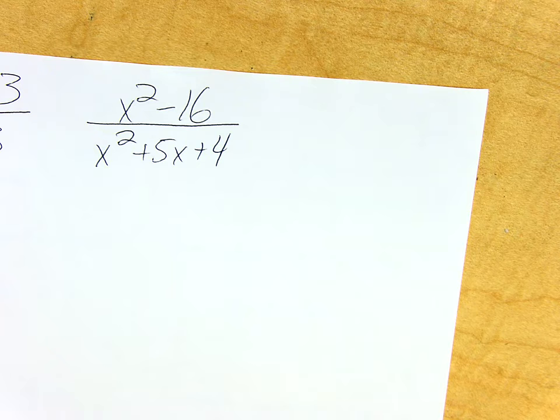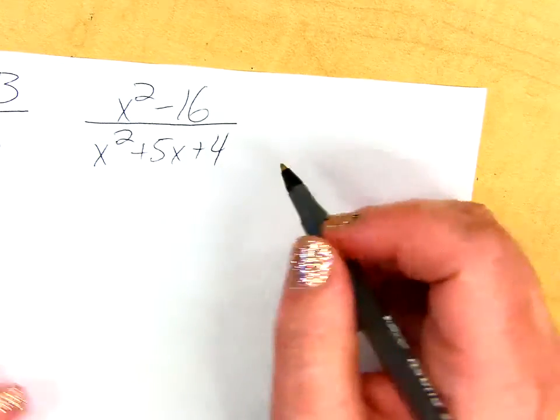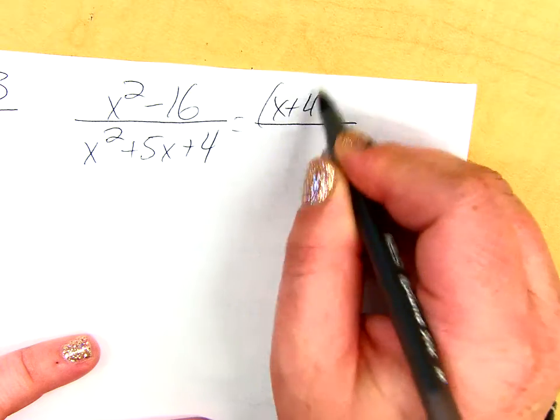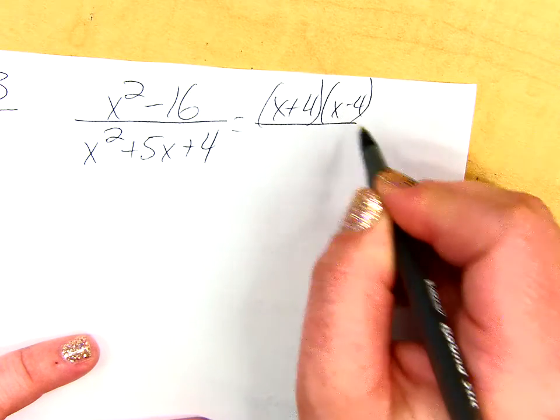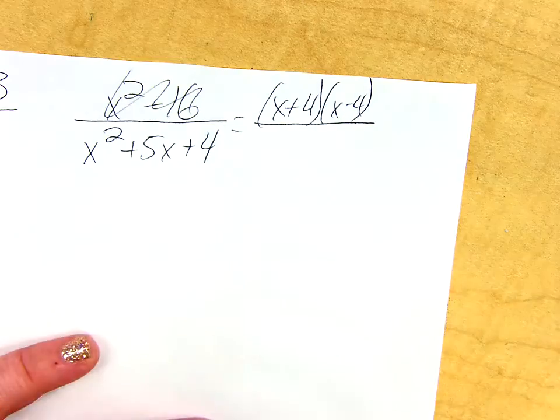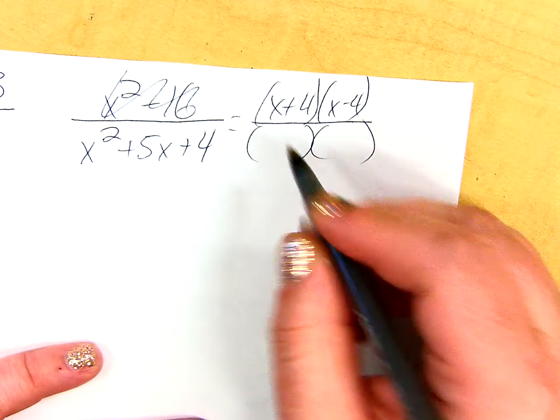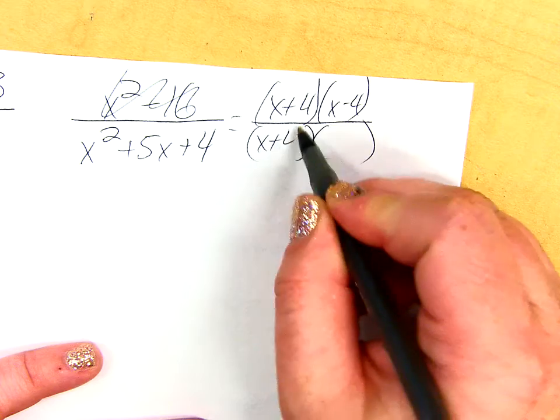Okay, we got answers? Shall I call on you at random? Absolutely not. Maddie, what does the top factor into? X plus 4 and X minus 4. You got it. X plus 4, X minus 4. Okay, the bottom is just a trinomial. Go ahead, Jess. X plus 4 and X plus 5.